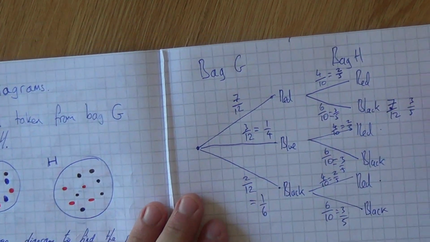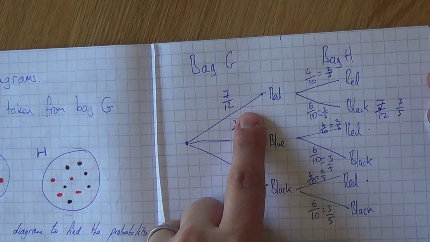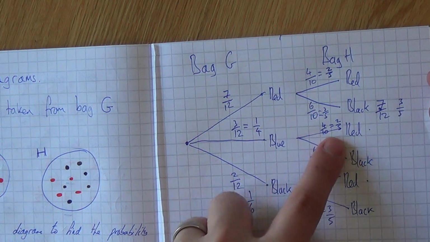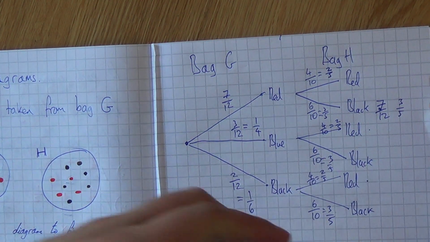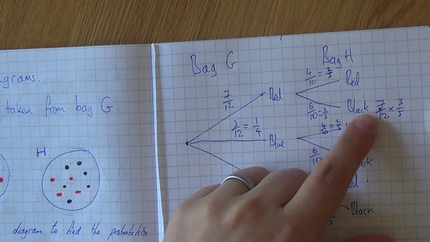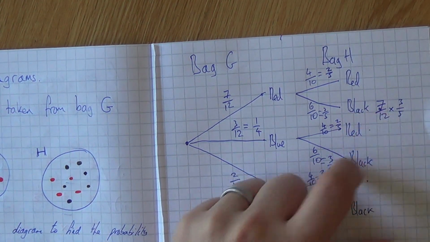Now our last video was about the AND and OR rules. So red and then black. Nice big emphasis on red and then black. Your AND rule tells you I should be choosing to do what with these numbers? Multiplying. So 7/12 times 3/5.